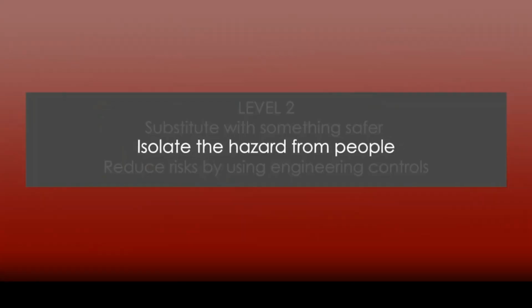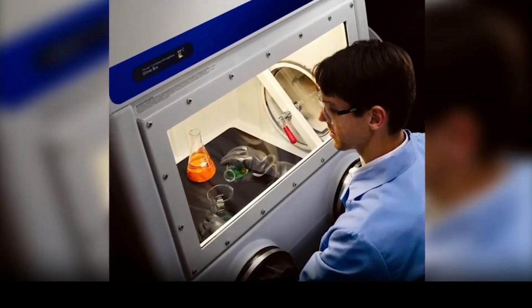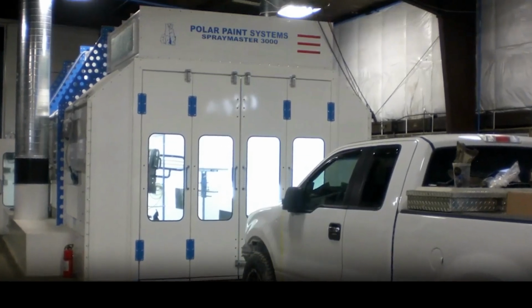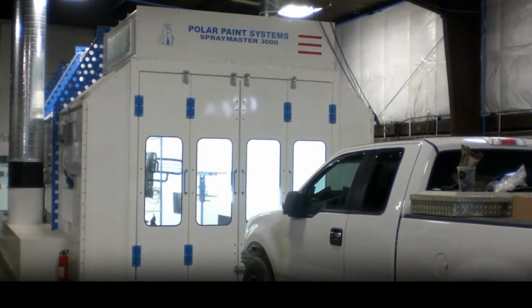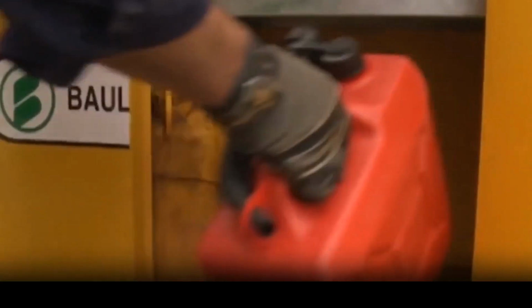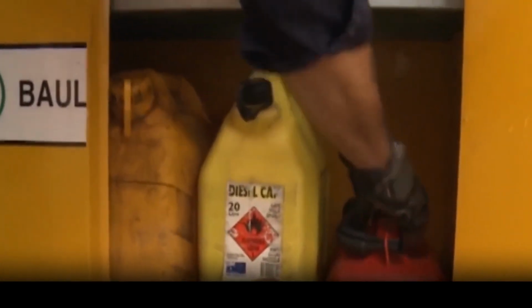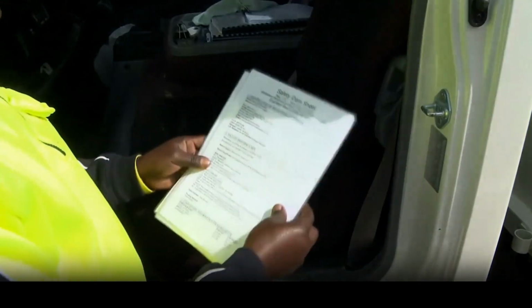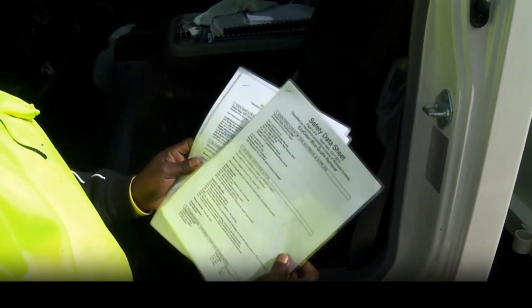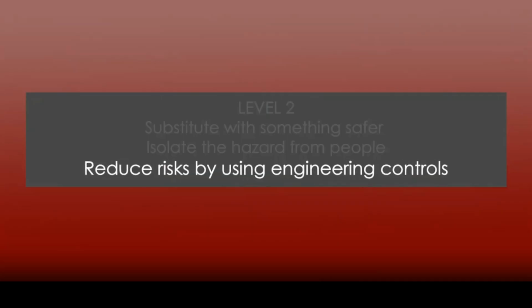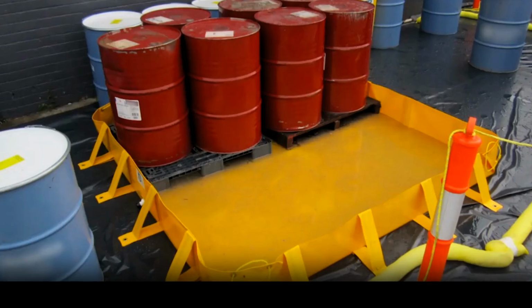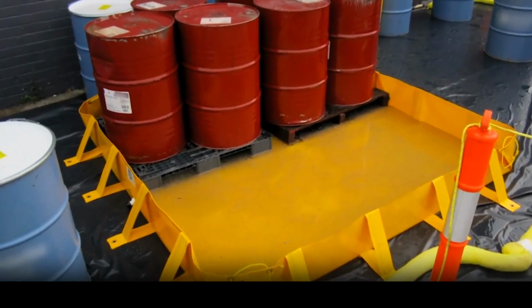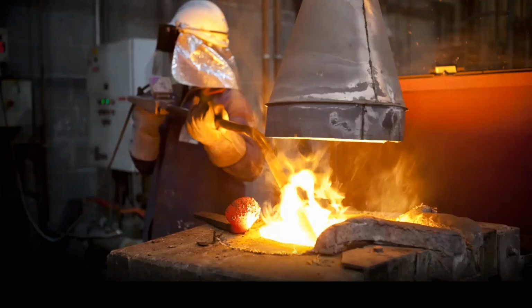Isolate. Secondly, we can isolate processes from workers. For example, by fully enclosing or automating a process to avoid operator exposure. We can also separate incompatible chemicals. Chemicals can be separated by using barriers or distance. Information about a chemical's incompatibilities can be found in its safety data sheet. Engineering. Thirdly, we can use engineering controls, for example, bunding and ventilation systems.